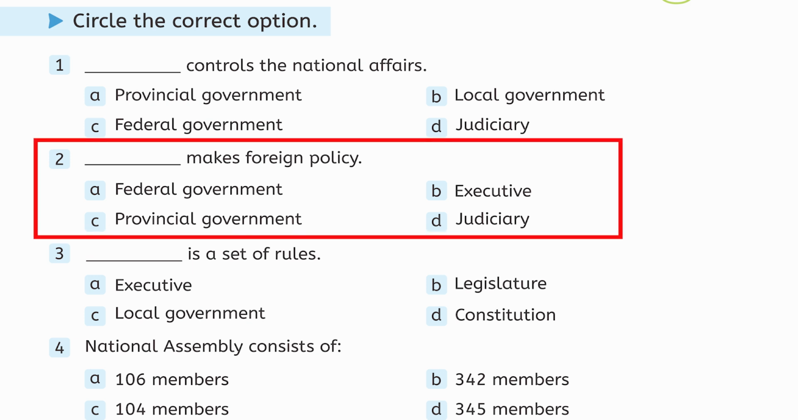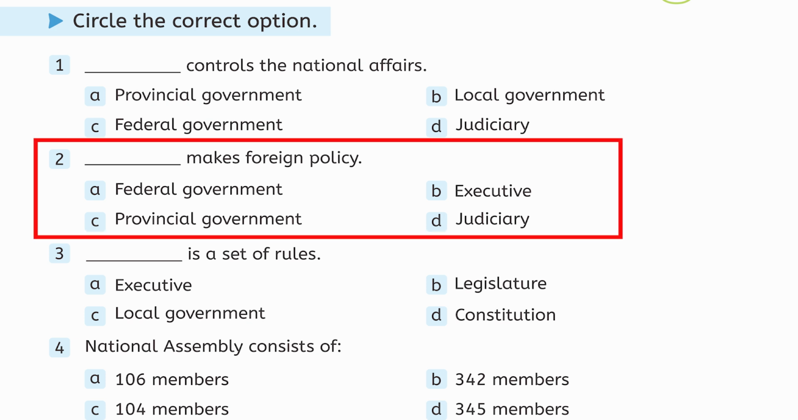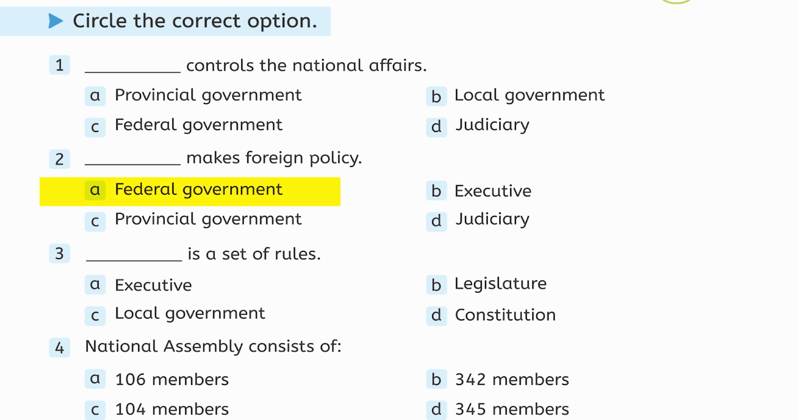Next is, dash makes foreign policy. Option A, federal government. Option B, executive. Option C, provincial government. Option D, judiciary. So, the correct option is option A, federal government.